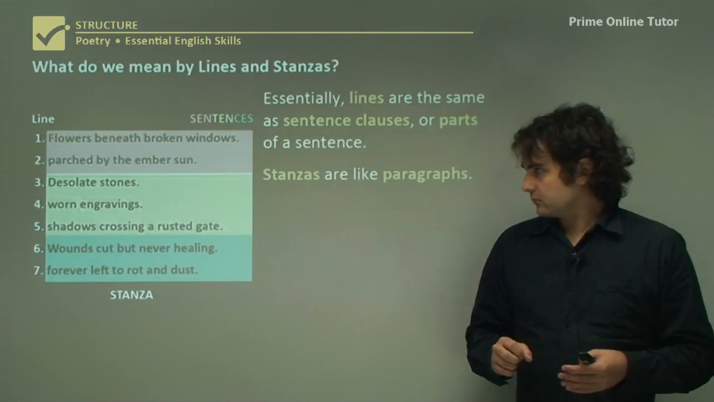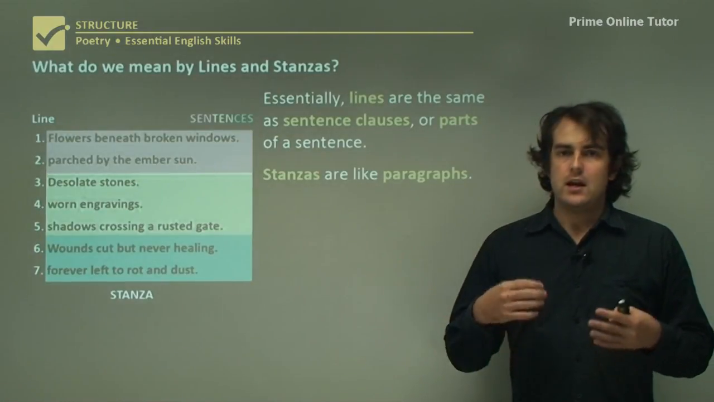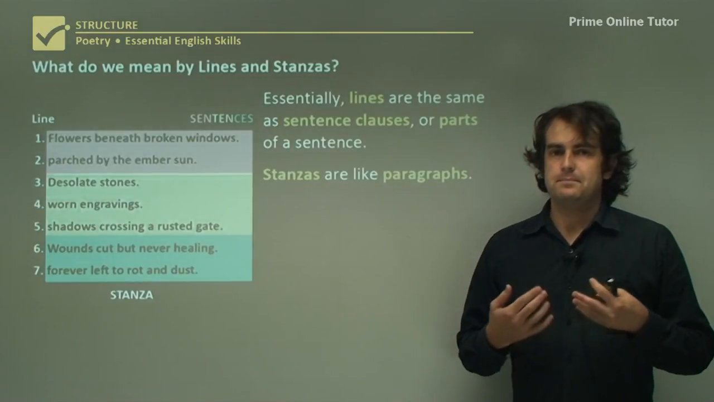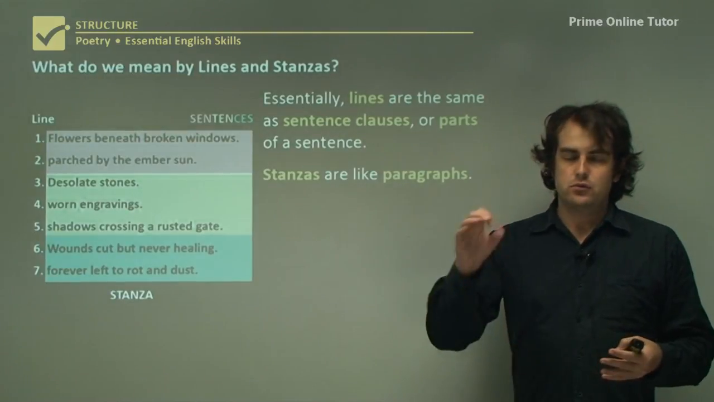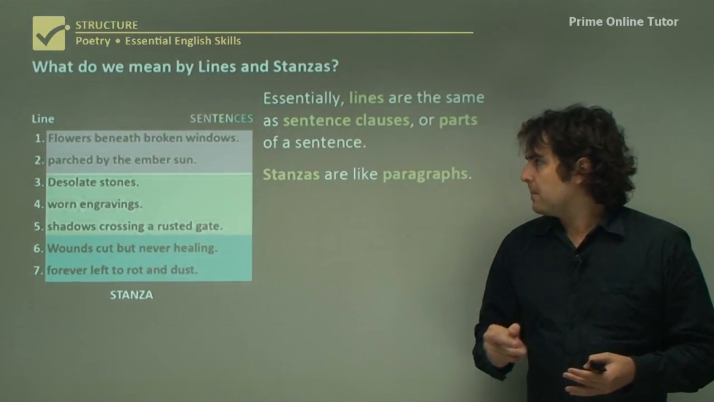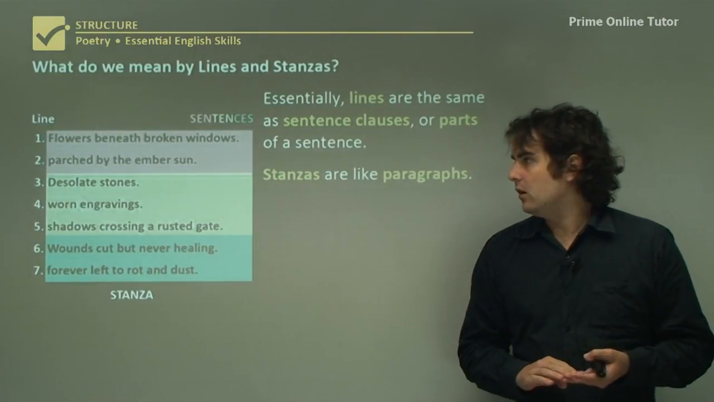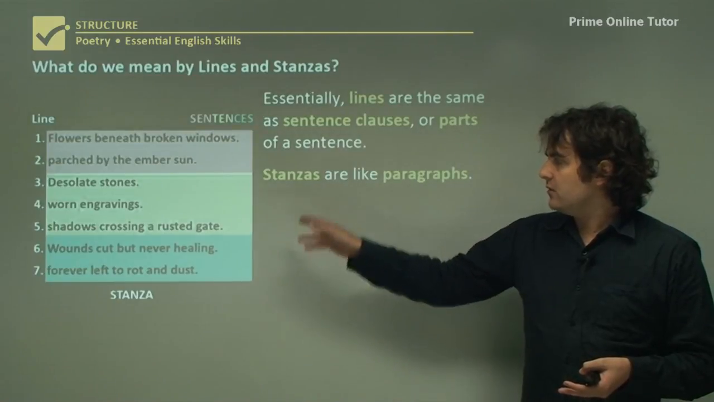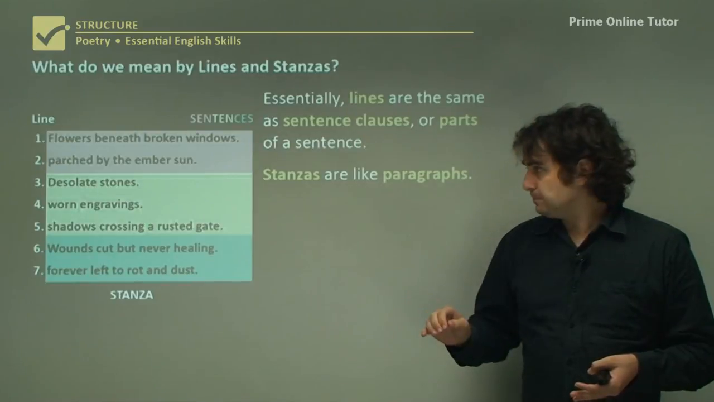They're usually separated by commas and other forms of punctuation, which means that as you read it, it will flow from one line to the next. Now, the other thing which is quite unique about a poem is that each of these here is a sentence. So the red, the yellow, and the green are all different sentences.